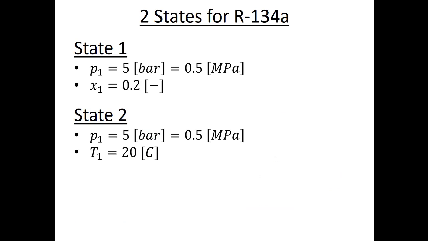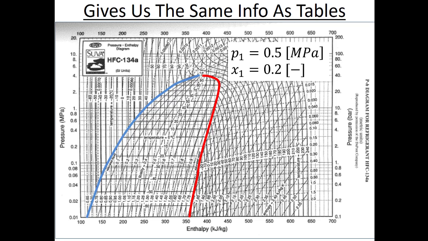I'm going to use this chart. So first, I have state 1, which is 5 bar, or 0.5 megapascals. Same thing, right? It's the same pressure, and the quality is 0.2. And state 2 is also at 5 bar, and the temperature is going to be 20 degrees. So I've got to fix these two states, right? So let's find state 1 first, right?